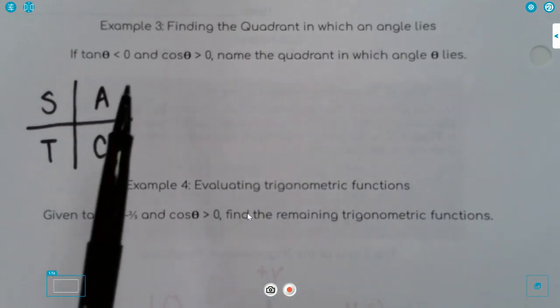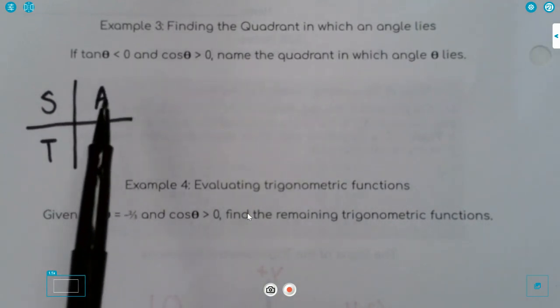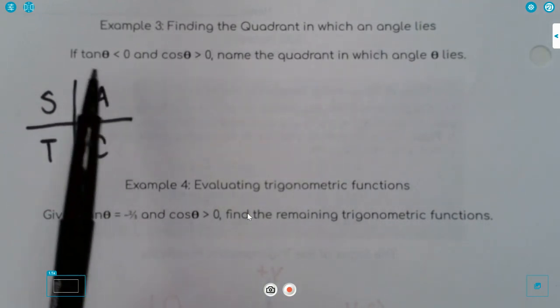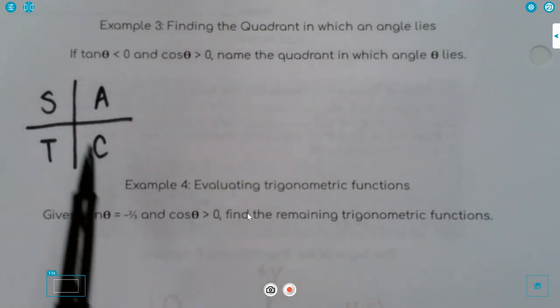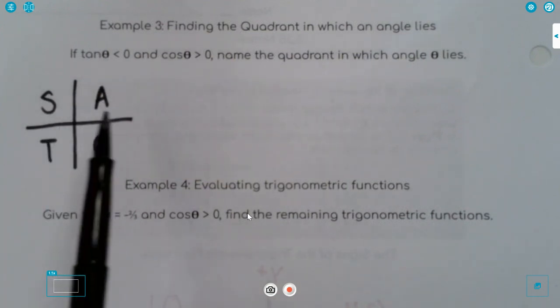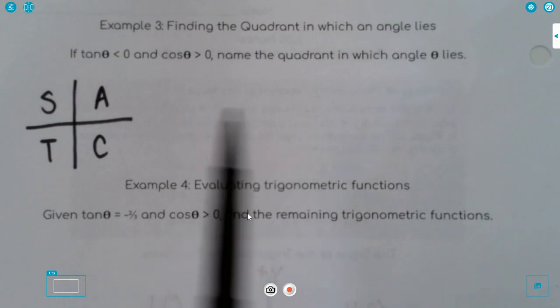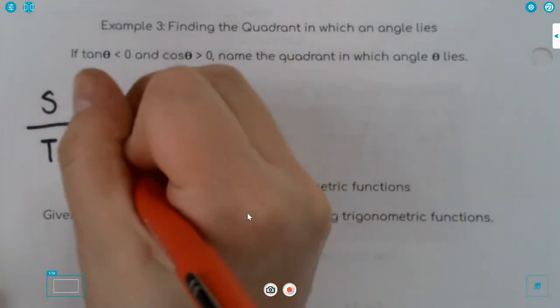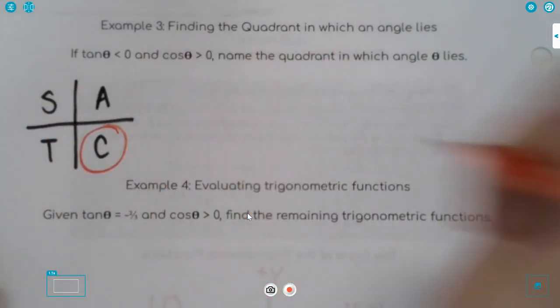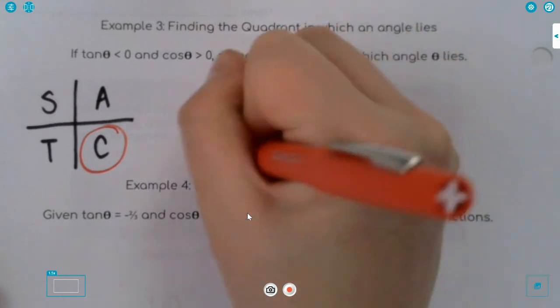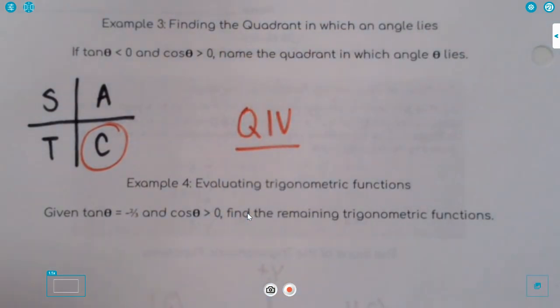I know it's not quadrant 1 because they would have to all be positive to be in quadrant 1. Tangent is negative, but cosine is positive. The only place that cosine is positive, that not everybody's positive, is quadrant 4. So my answer to this question is literally quadrant 4. That's all you're doing for the first 3, is identifying which quadrant of the world we are in.